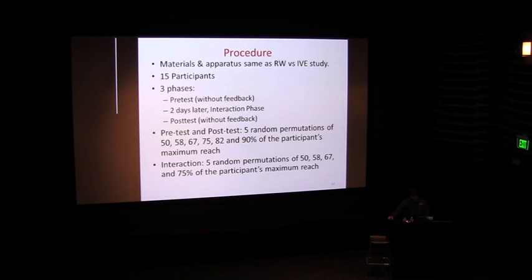So our procedure consisted of the same apparatus as what I'd shown you in the first study. We had 15 participants. There were 3 phases: pre-test without feedback. 2 days later, participants came back, and they had this calibration phase, and then immediately after calibration, they had the post-test where they again did a depth estimation task. The key difference we were looking for was the difference in performance between the pre-test and the post-test phases.